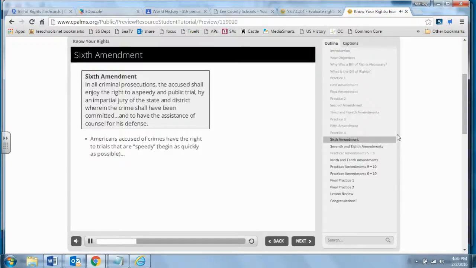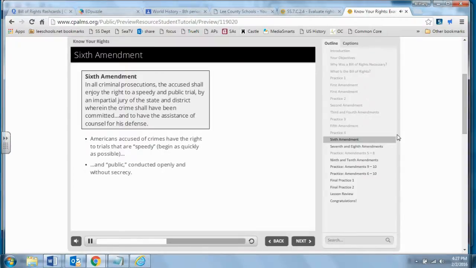and public. It's open to interpretation what speedy means. In some situations, defendants wait a year or more for their trials to begin, but the amendment does imply that trials should be scheduled as quickly as possible. Defendants should not sit in jail for years and years unless they have been found guilty of a crime.